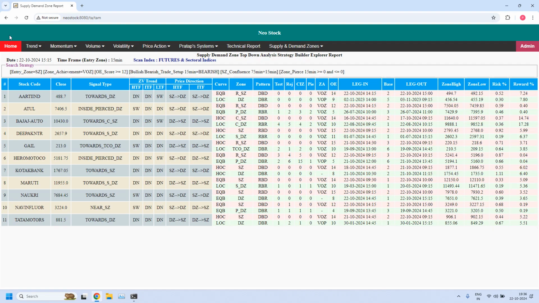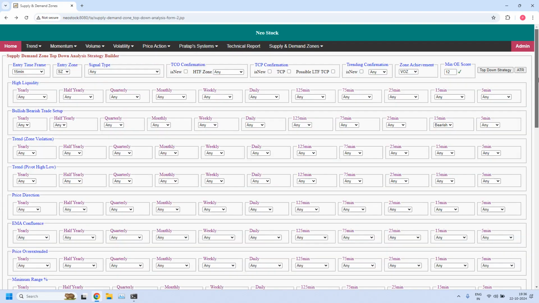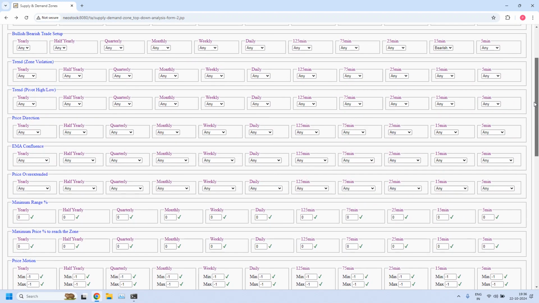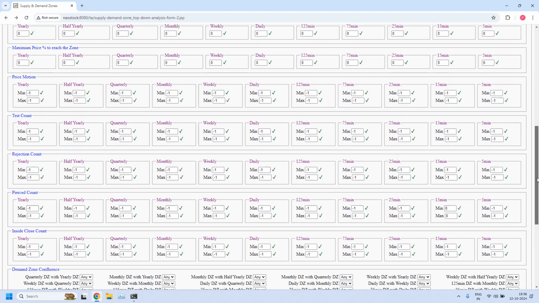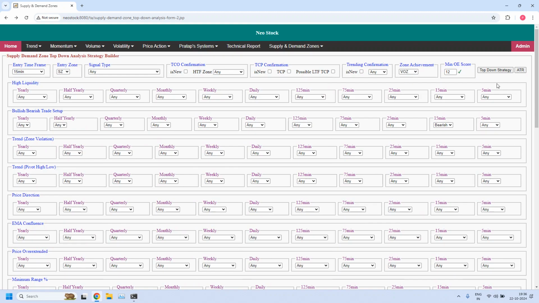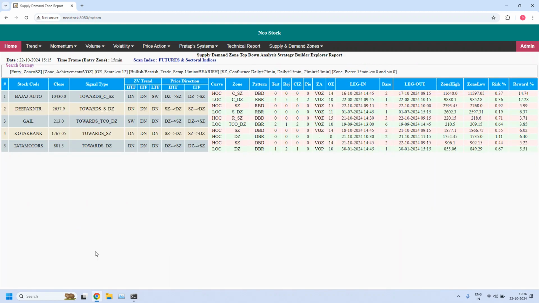Now out of these 11, let us look for even HTF confluence. So in the supply zone, this is supply bearish trade setup, right? In the supply zone confluence, we already set the parameter 15 minute supply zone with 75 minute supply zone confluence. Next two more filters: 15 minute supply zone with daily supply zone confluence, and 75 minute supply zone with daily supply zone confluence. With all three LTF, ITF, HTF confluence, we got 5 stocks.